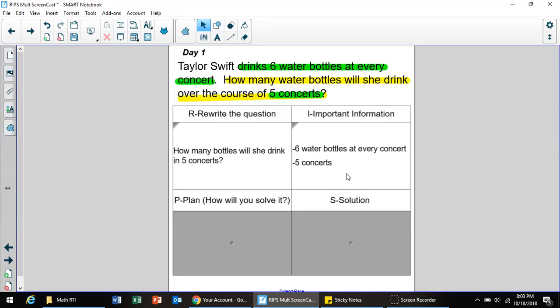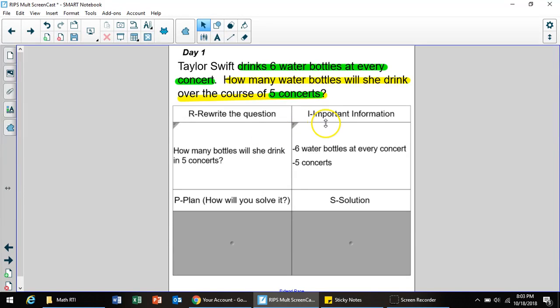When you get to the P part of RIPS, this is where you kind of have to slow yourself down. And what I like to do is I like to kind of bounce back and forth between my I box and my R box because I need to take this information and figure out what I need to do with it to answer this question. All right, this is the trickiest part of word problems. Students get word problems incorrect all the time because they do the wrong plan.